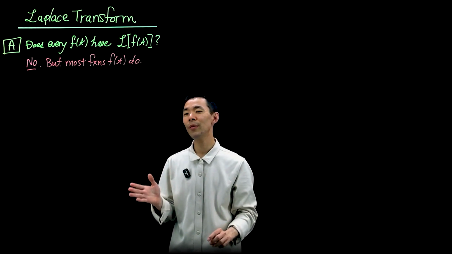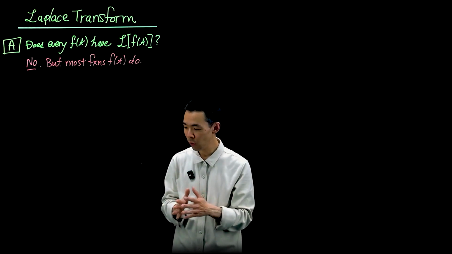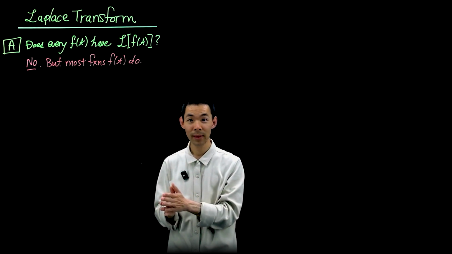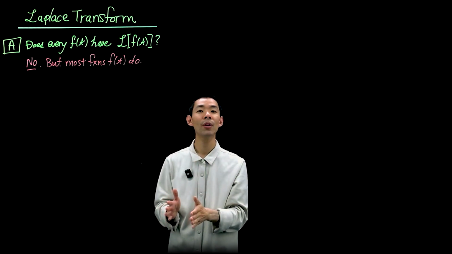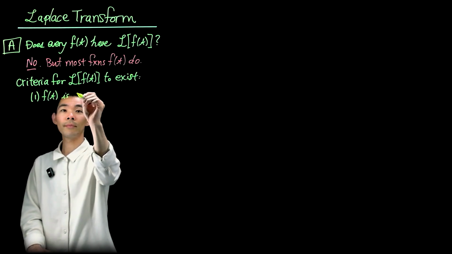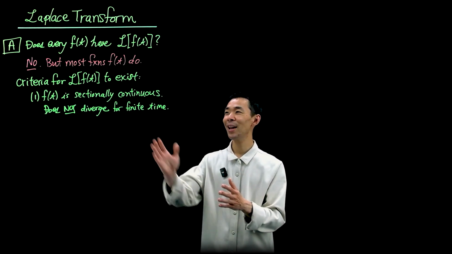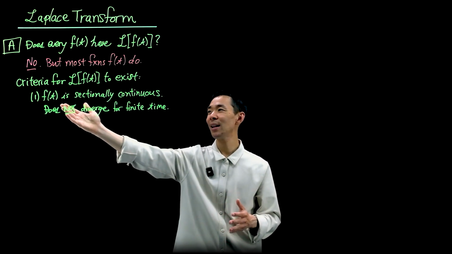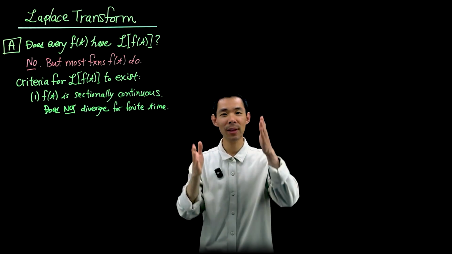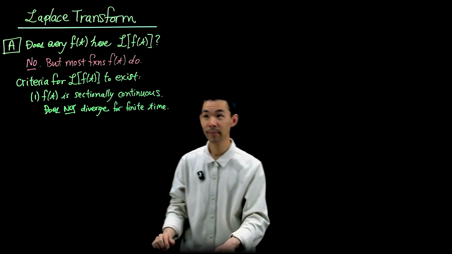The general rule of thumb where a Laplace transform exists is when your function is continuous by sections and it doesn't diverge for some finite t. Let's write that down. One of the criteria for a function to have a Laplace transform is that the function you want, little f of t, is continuous by sections. I'll draw a picture to show what I mean by that.